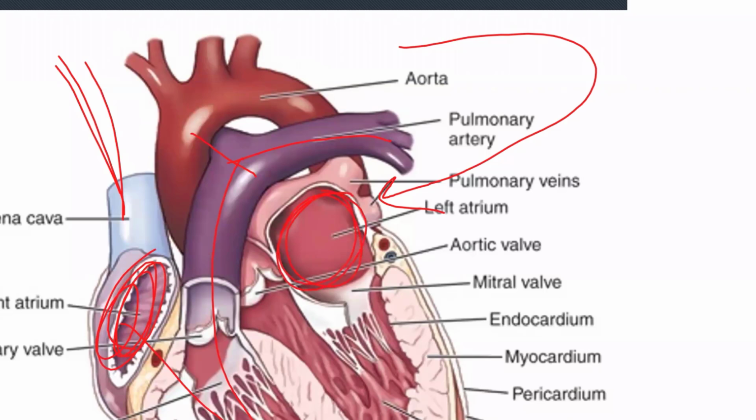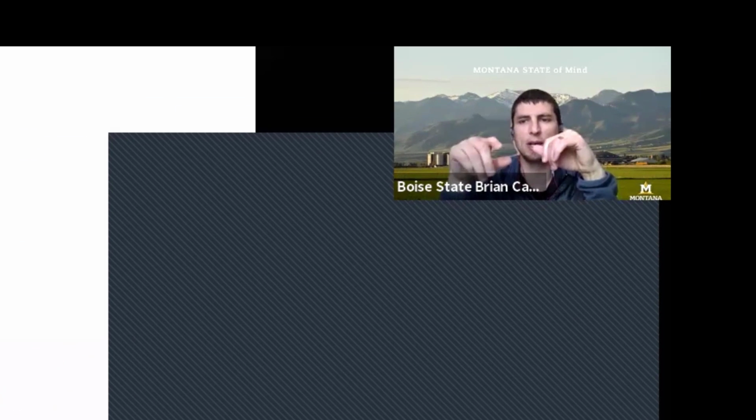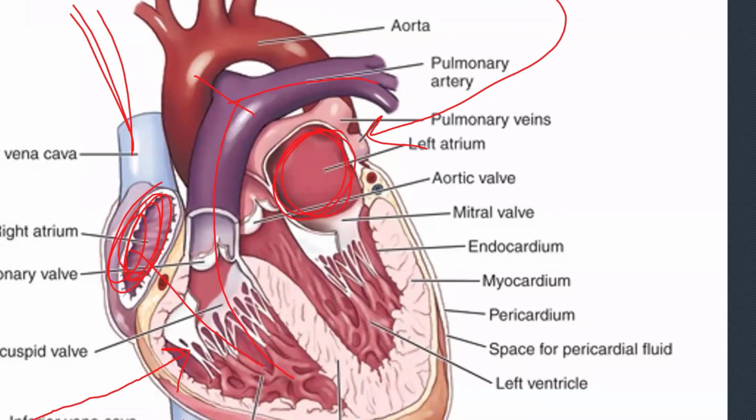And so just like on the right-hand side of the heart, on the left-hand side of the heart, we again have the atrium pumping blood and squirting it down into the left ventricle. Then the left ventricle follows shortly after with another pump or contraction, and that shoots blood up into the aorta.